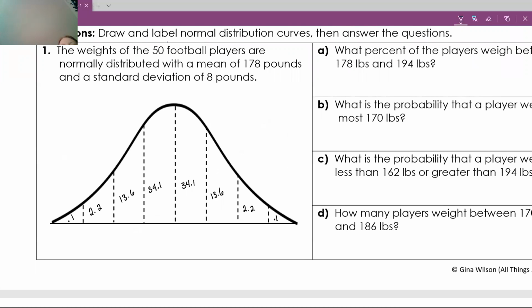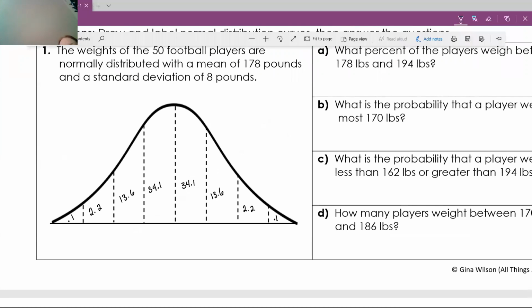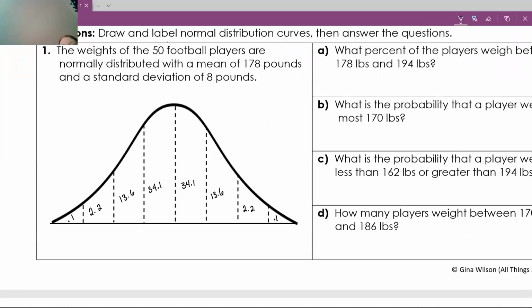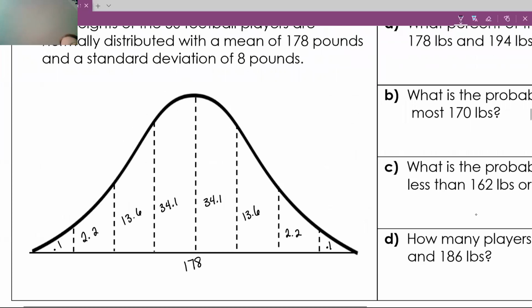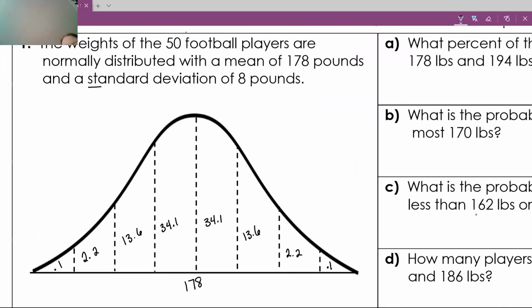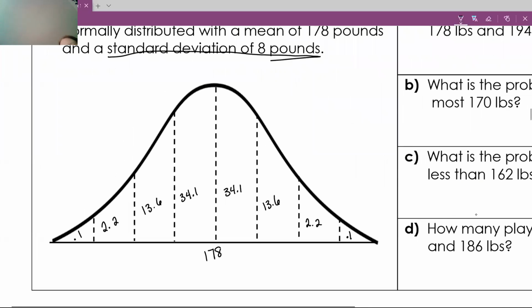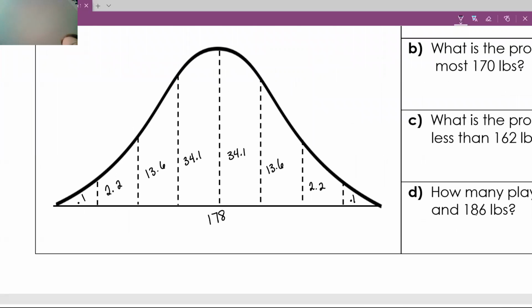Now the question says the weights of 50 football players are normally distributed with a mean of 178 pounds. Well, I know my curve is symmetric around my mean, which means my mean has to be in the middle. So I'm going to label this middle dotted line 178 pounds. And it has a standard deviation of 8 pounds. I know the next line forward is one more standard deviation. So I'm going to add 8.